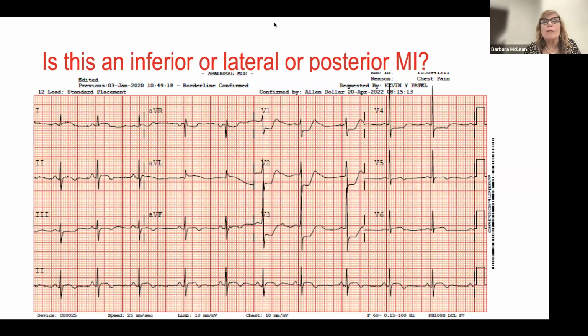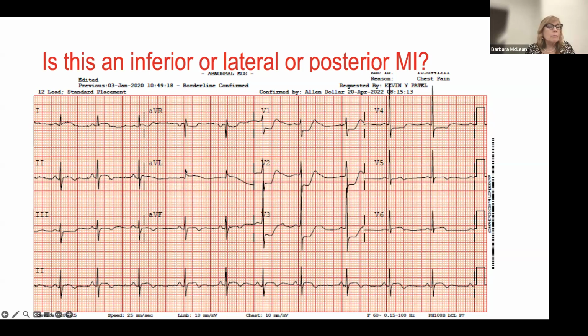So is this inferior? Is it lateral or is it posterior or any combination thereof? So again, remember, as you look at your EKG, our purpose here today is really just to talk about whether or not you see ST segment changes. So when I look at this, I always look in lead groups. I'm going to start with lateral, 1 and L. I think there's mild elevation in lead 1 and AVL.